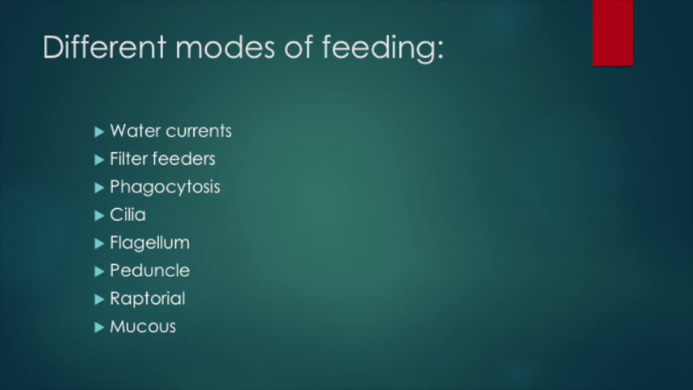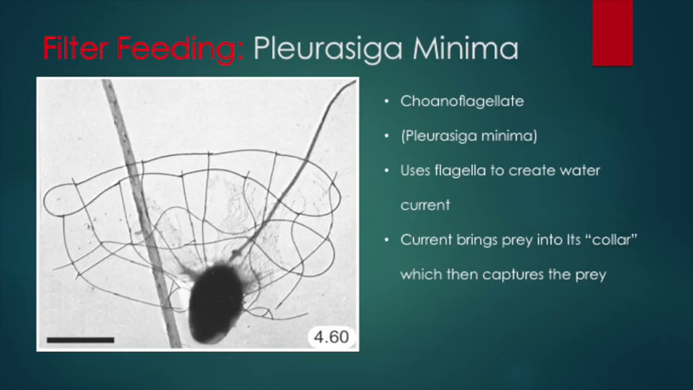So zooplankton can use water currents to help feed. They could be filter feeders. They could use phagocytosis, which is an engulfing method of their prey. They could use cilia and flagellum to obtain their prey. They could use pedicles, or they could be raptorial, or they could be using a mucus home that also engulfs the prey. So now we will be looking at four different examples of zooplankton that have different modes of feeding.